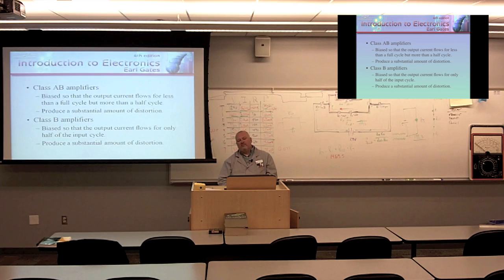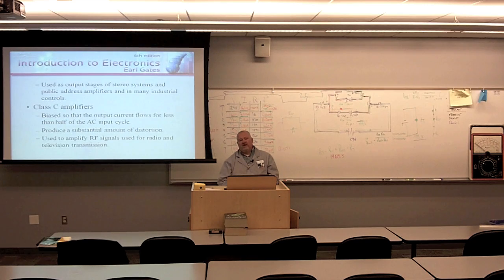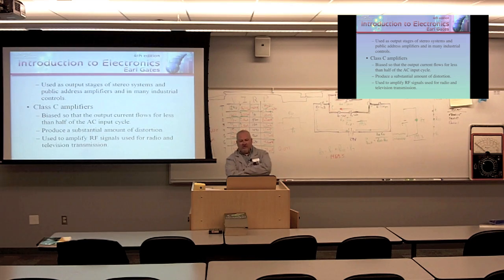Class B amplifier is biased so that the output current flows for only half of the input cycle. You put a 360-degree sine wave in, you're only going to get half of it out. So since you put in a full wave and you're only getting out half, this is going to produce a substantial amount of distortion. Actually, that type will be used as output stages of stereo systems and public address amplifiers and many industrial controls.